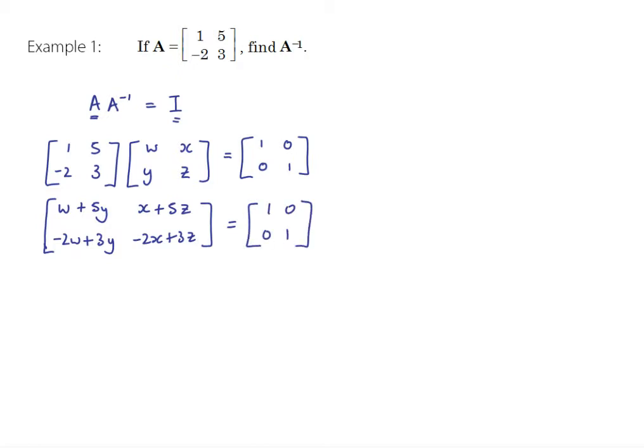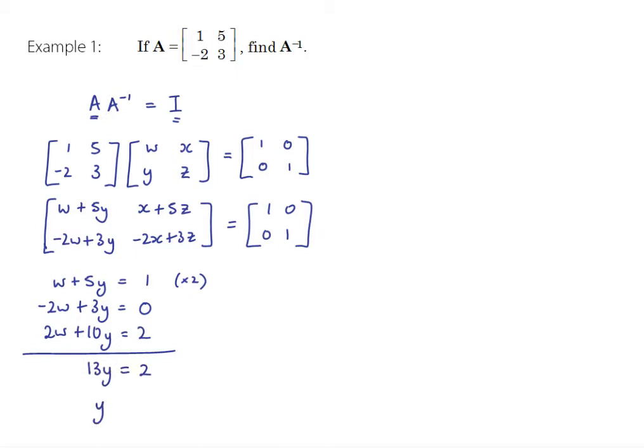Now we have a 2 by 2 matrix equal to another 2 by 2 matrix, so we can equate elements of those two matrices. We can say that w plus 5y is equal to 1, and minus 2w plus 3y is equal to 0. So we have a pair of simultaneous equations in w and y. I'm going to take the top equation and multiply it by 2 to get 2w plus 10y equals 2, and then add those two equations to eliminate w. That gives me 13y equals 2, so y equals 2 on 13.